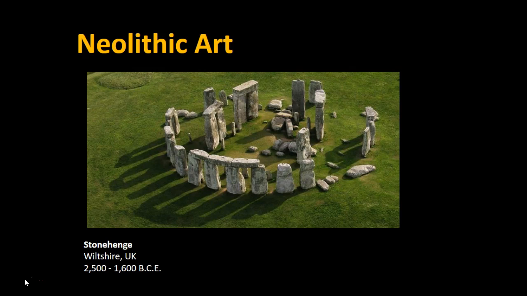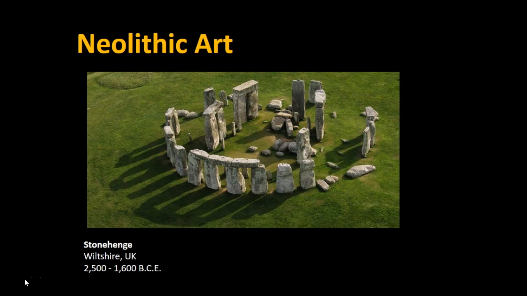So this is Stonehenge, and this is probably one of the first examples of architecture that we have. So when we think of Neolithic art, there are massive changes in the way people lived, and because of these changes, the type of art they produced.